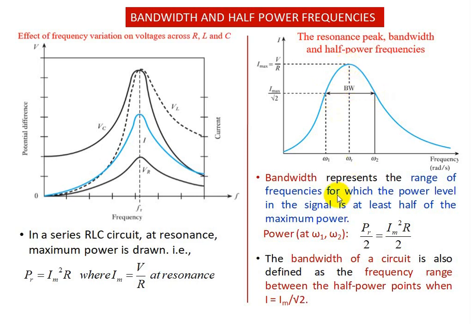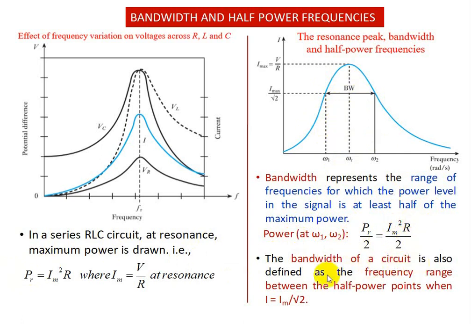So therefore, the bandwidth represents the range of frequencies for which the power level in the signal is at least half of the maximum power. So the power at omega 1 and omega 2, that is at these 2 points, will be half of the power drawn at resonance, that is PR by 2, which will be equal to Im square R divided by 2.